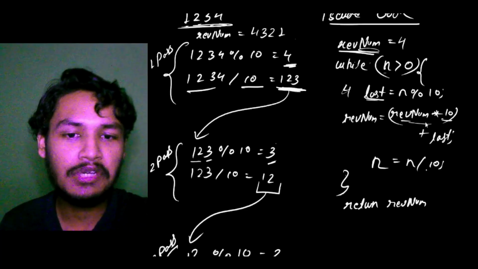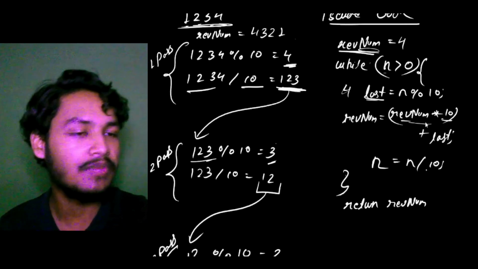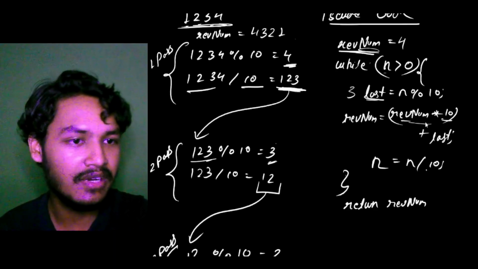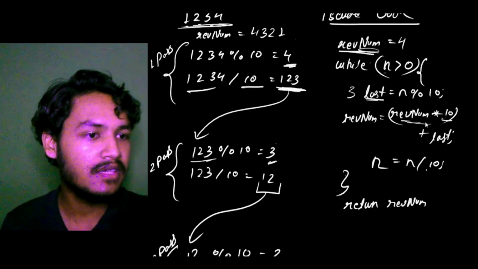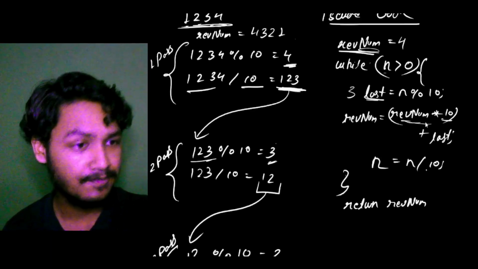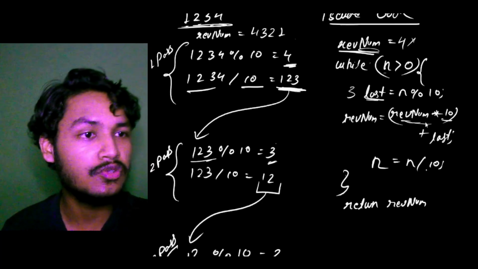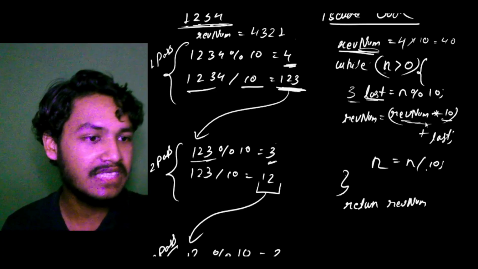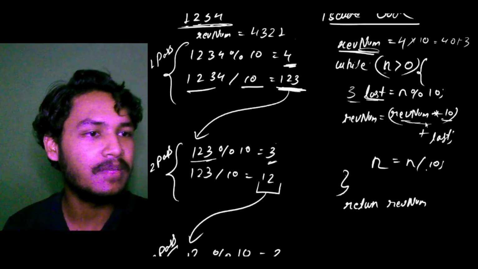You can see 1, 2, 3 is still greater than 0. So we again take the modulus of this number with 10 and get the last digit. Now we have 3 in our last variable and 4 in our reverse number. We multiply this number with 10, so the number will be 40, and then we add this last digit, so the number will be 40 plus 3, which is 43.